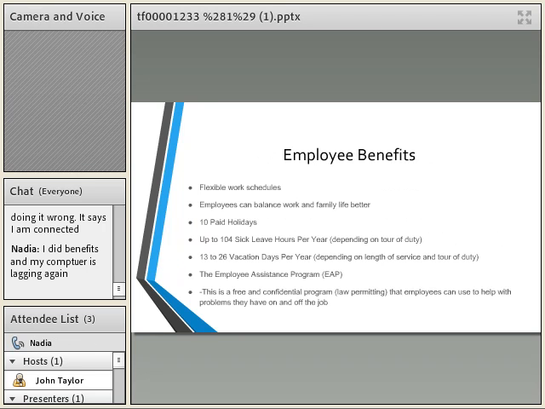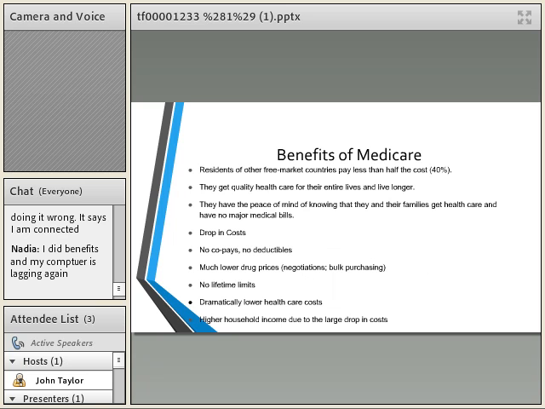Some of the benefits that I found for employees were that they could have more flexible work schedules depending on their health, and you get more days off. There are employee assistance programs and confidential programs that help people who are having problems on or off the job, like health problems. And then you can go to the next slide.